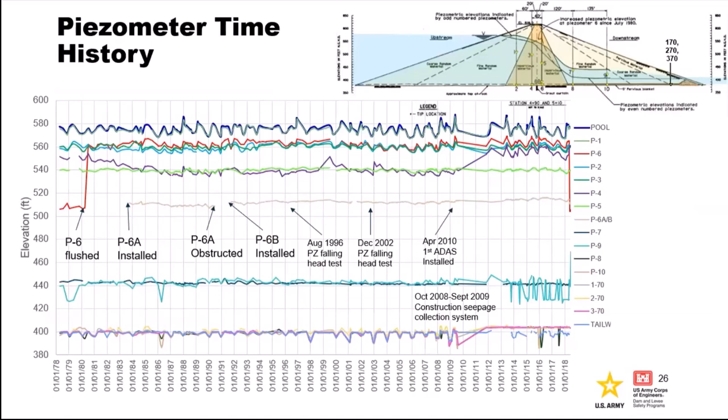P6A and P6B were then installed because of concern that this had been damaged and that perhaps there was damage done to the area around the structure and the embankment. They're approximately 10 feet away and approximately 10 feet higher than P6, and they were done to help verify that the higher head measured in P6 was of limited extent, and they show that water levels are consistent with P6 before it was damaged.